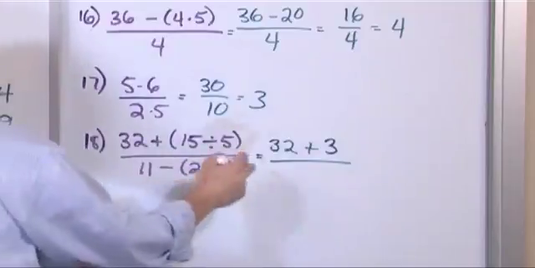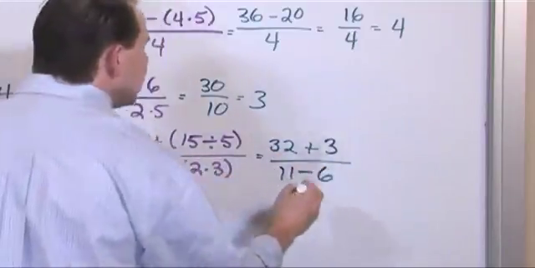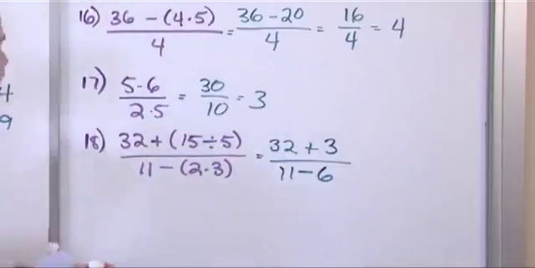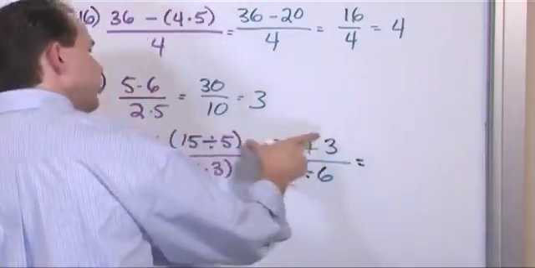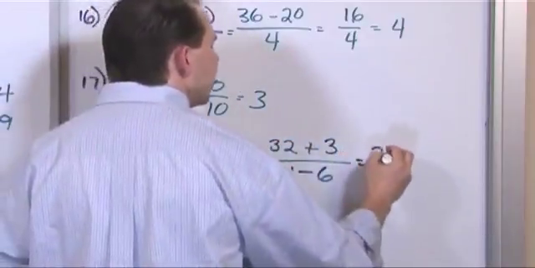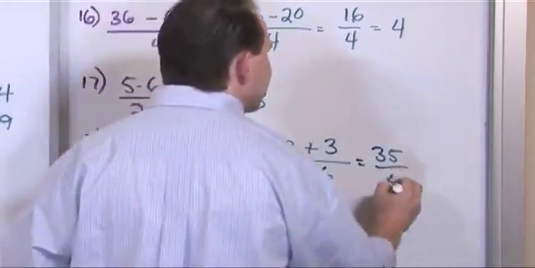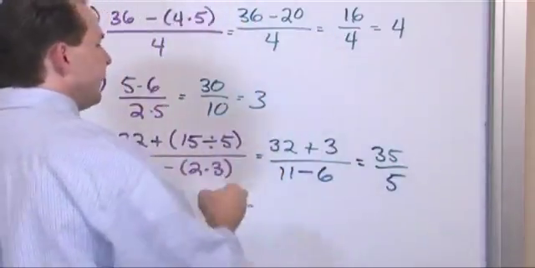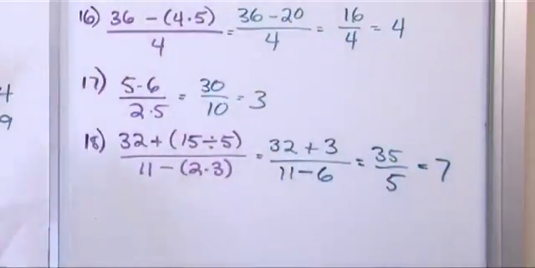Divided by. We do this next. 11 minus. We must do inside the parentheses. 2 times 3 is 6. Now we have a much simpler fraction. 32 plus 3 is, because we have to do the numerator separate from the denominator, 35. And on the bottom, 11 minus 6 is 5. And now we just have the fraction. 35 divided by 5 is 7. So we get 7 for the answer there.